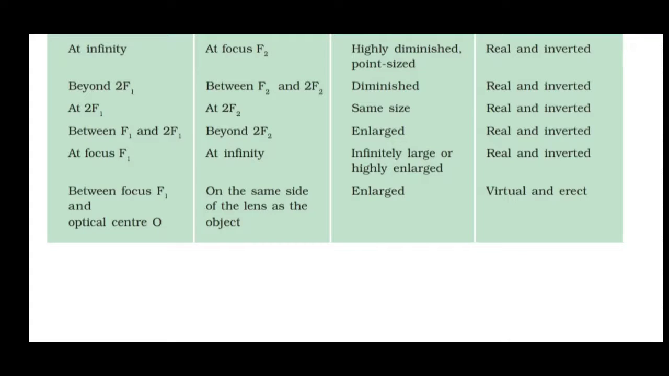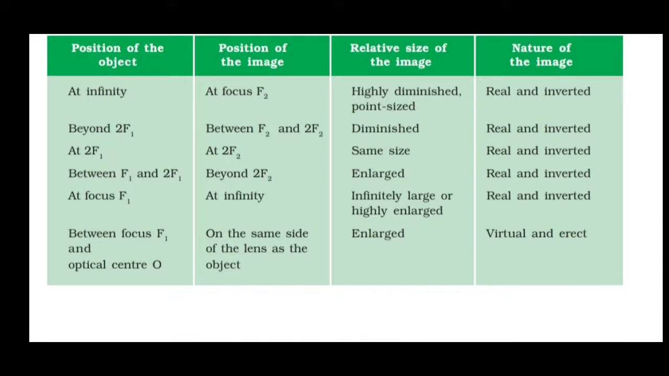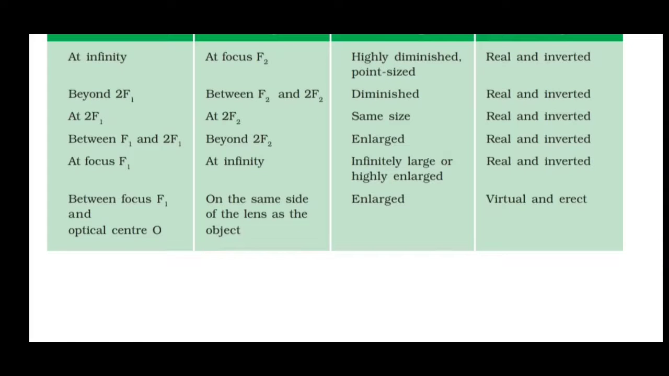When the object is kept at 2f1, the image will be at 2f2. It will be the same size as the object, real and inverted. First we see a diminished image, then we get the same size as the object when the object is at 2f1 and the image is at 2f2. Then the image gets enlarged when the object is between f1 and 2f1. The image will be beyond 2f2 and enlarged. At focus f1, the image is formed at infinity, and it will be very enlarged.